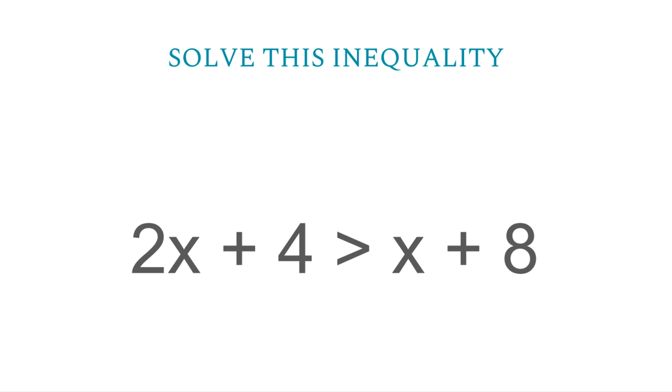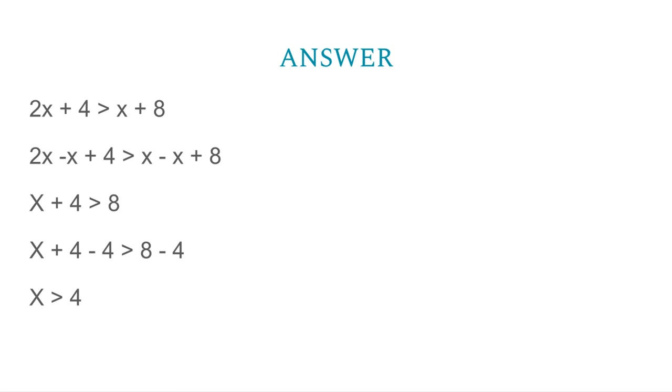There are 3 inequalities for you to solve in your packet. Just pause the video if you need to. The first is 2x plus 4 is greater than x plus 8. This is a multiple step inequality. To solve this, you will subtract x from both sides. The x's on the right will cancel out, leaving us with x plus 4 is greater than 8. Next, you will subtract 4 from both sides. The 4's on the left will cancel out, and this leaves you with x is greater than 4.